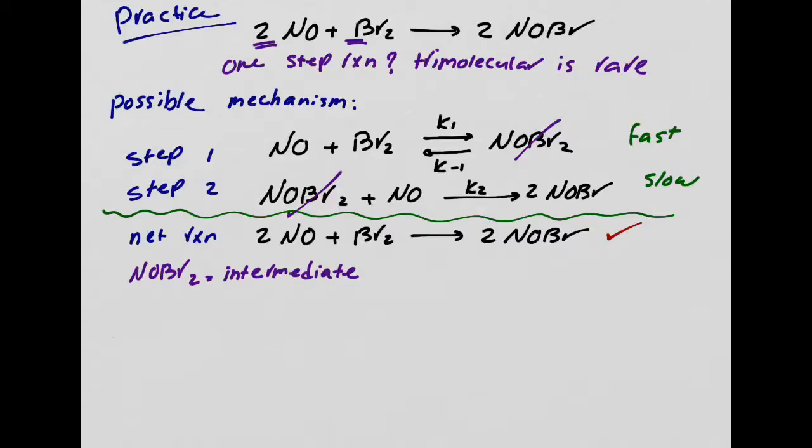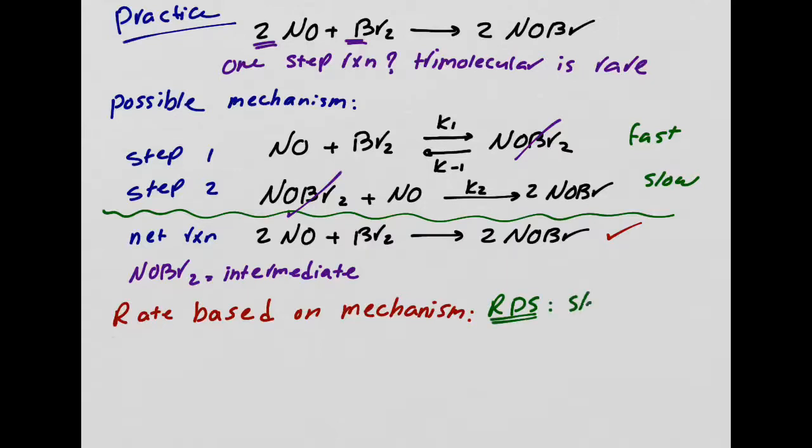Now, what we want to do next is write a rate law based on the mechanism. We've done this before. When we want to write a rate law based on a mechanism, which step do we have to look at? We have to look at the rate determining step. And the rate determining step is the slow step, which is step 2 in this case. So this step is my rate determining step.